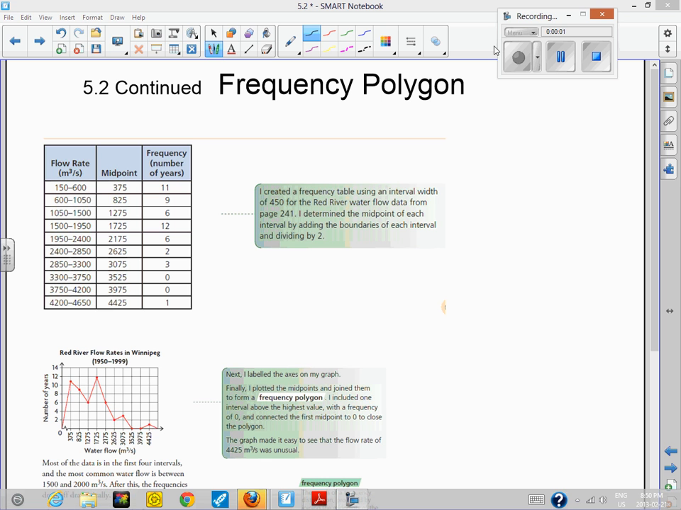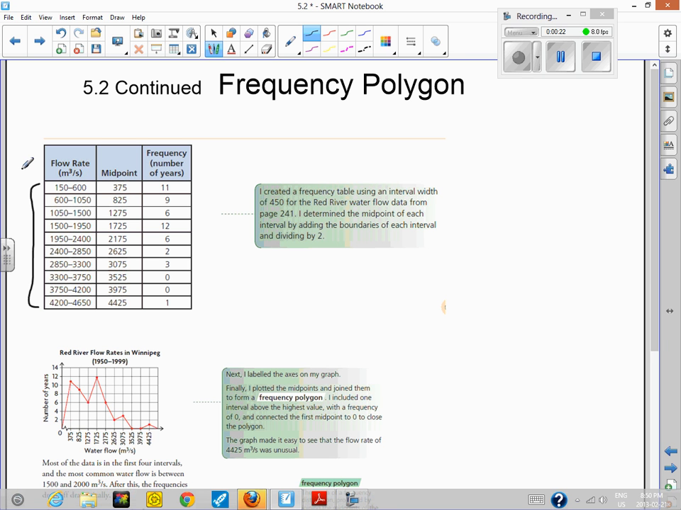This lesson involves the creation of a frequency polygon. To make a frequency polygon, you follow the same steps to set up your bins. So this hasn't changed from our last example. But what you do here, you add your two numbers together and you divide by 2 to get a midpoint.